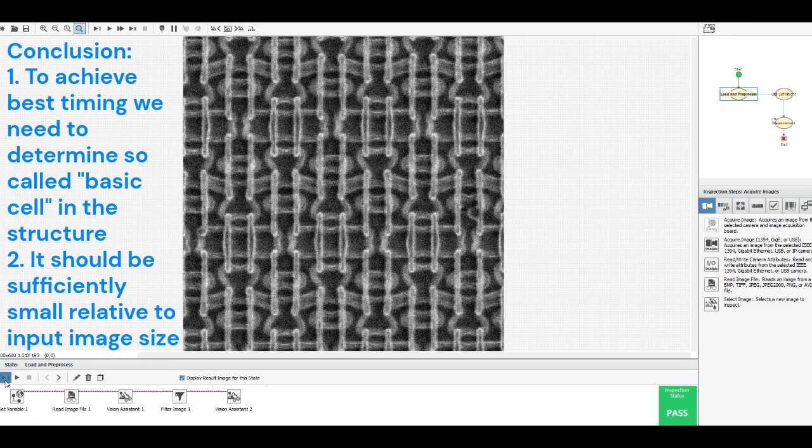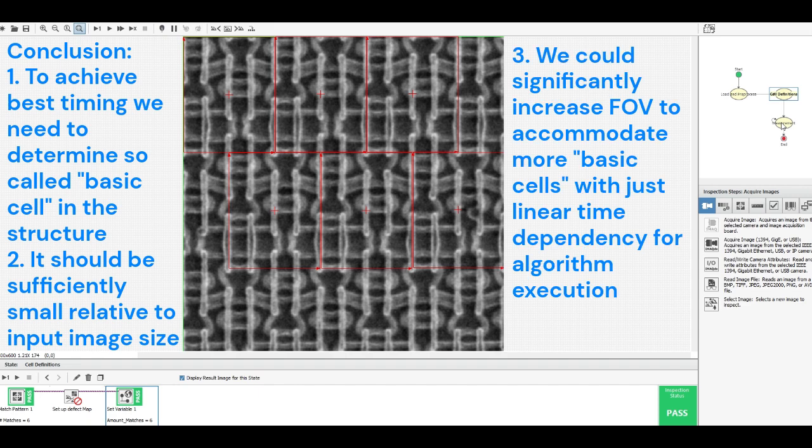Conclusion. 1. To achieve the best timing, we need to determine the so-called basic cell in the structure. 2. It should be sufficiently small relative to the input image size. 3. We could significantly increase the FOV to accommodate more basic cells with just linear time dependency for algorithm execution.